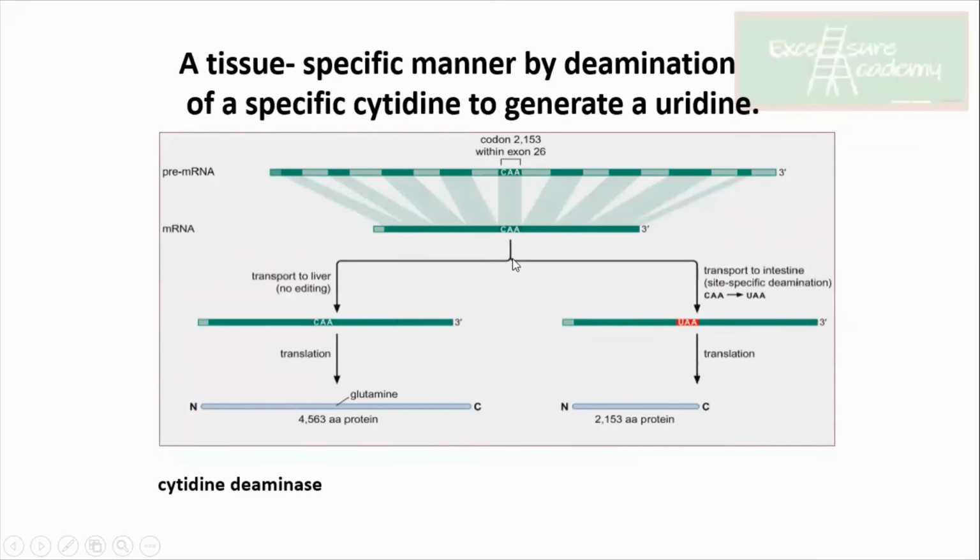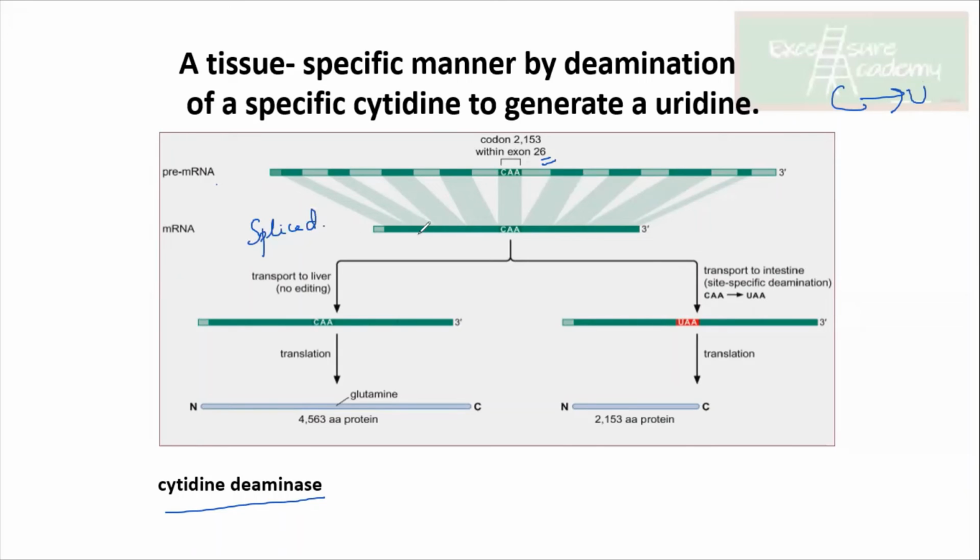Now let's see more. Let's take an example, because it is always better to have an example for better understanding. This is a tissue-specific manner, by deamination of a specific cytidine to generate a uridine. So we go from C to U, and the enzyme is known as cytidine deaminase. What do we see over here? There is a codon at position 2153, at exon number 26 of the pre-mRNA. You have got the spliced mRNA, since you have removed all the introns. Now this is your spliced version.